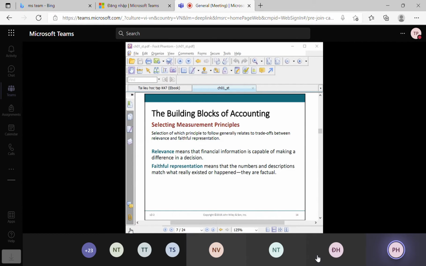I wrote on the chat box: learning objective 1, definition, classification, and users. Learning objective 2, concepts and assumptions. Right? Principles. Okay. Any question, any idea?